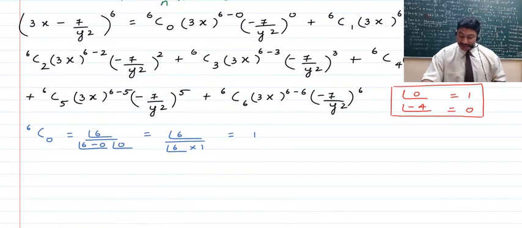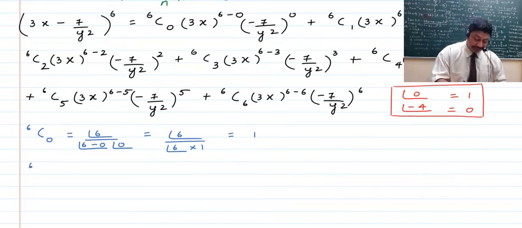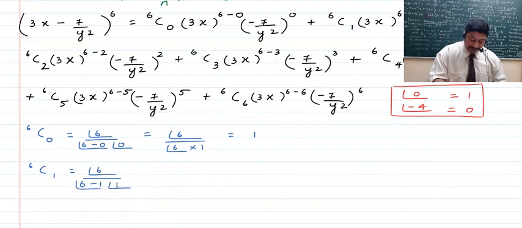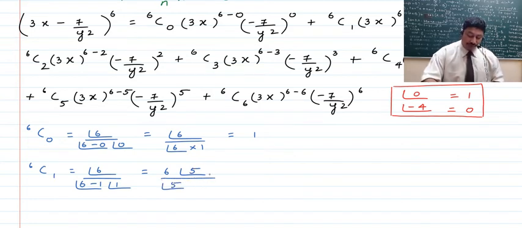Now after this, we talk about the next. When we talk about 6C1, that is going to become equal to factorial 6 divided by factorial of 6 minus 1 times factorial 1. Now this, children, can be written as 6 times factorial 5 divided by factorial 5 times factorial 1, which is 1, so there is no point writing it. So you find that factorial 5 will get cancelled, and this will thus come to 6.